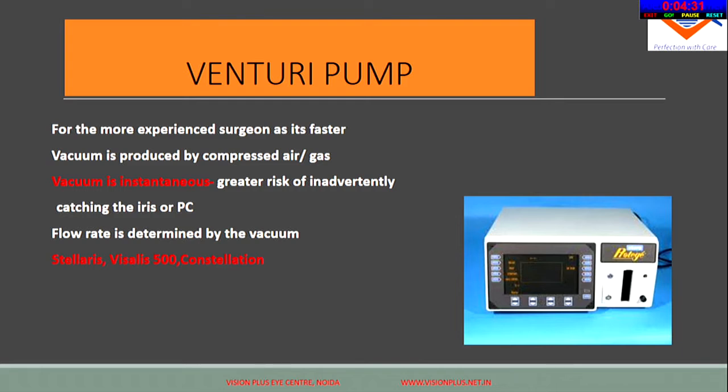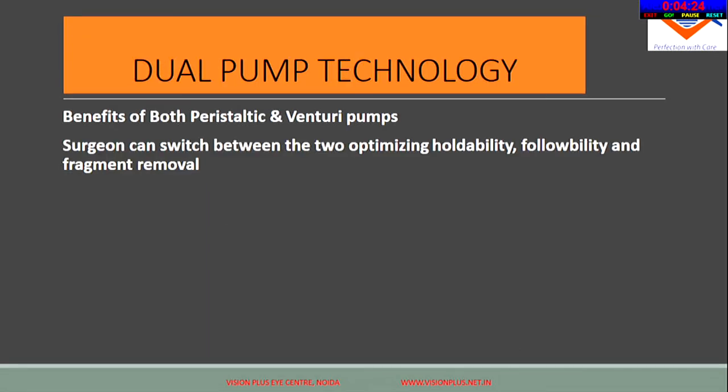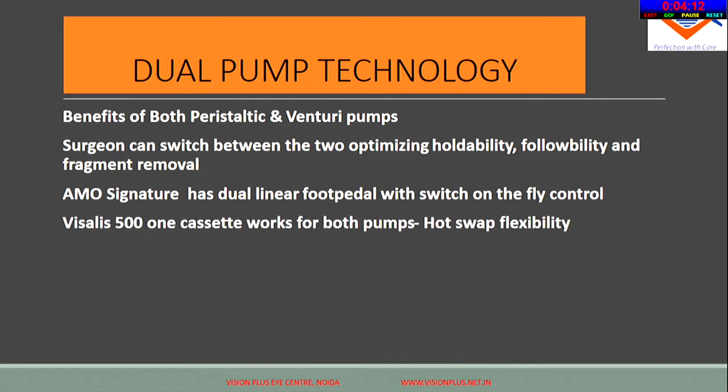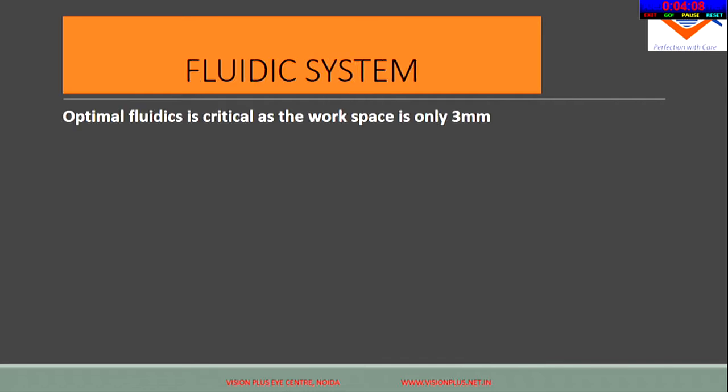And some of the machines, the Stellaris, the Visalis 500 and Constellation are the VENTURI-based systems that are available. Now we also have the dual pump technology where you have benefits of both the peristaltic and VENTURI pumps, and you can switch between the two. The AMO Signature Pro has this option available between peristaltic and VENTURI, so you can use the best of it.